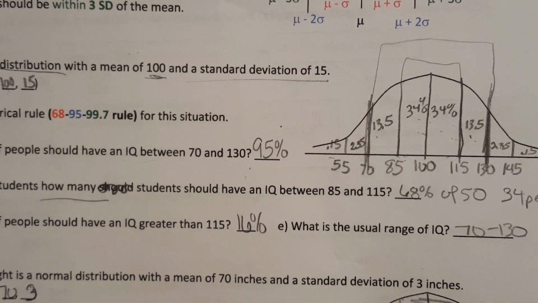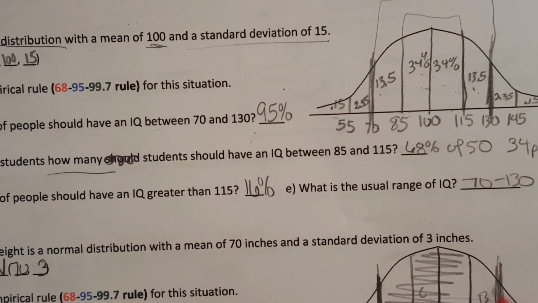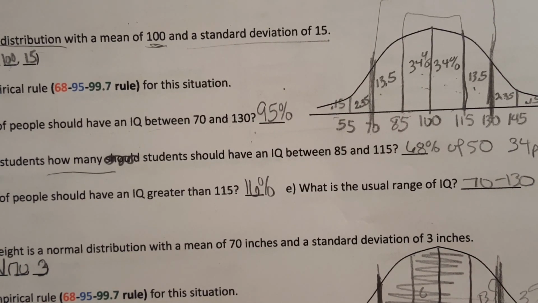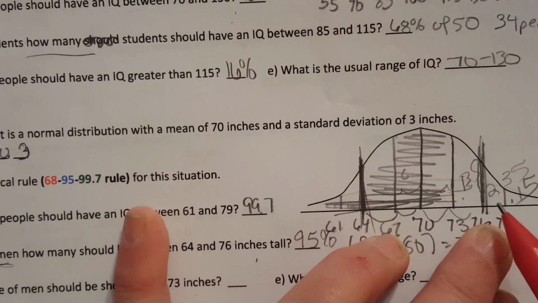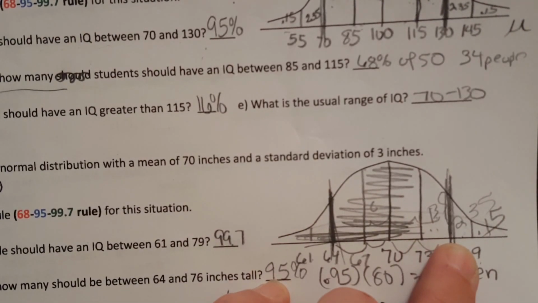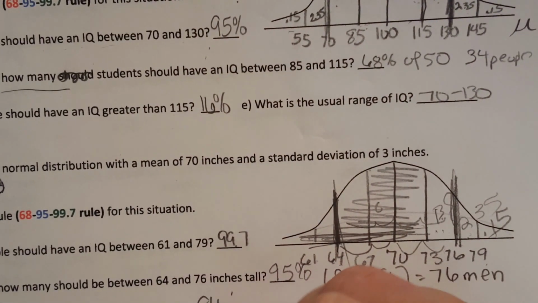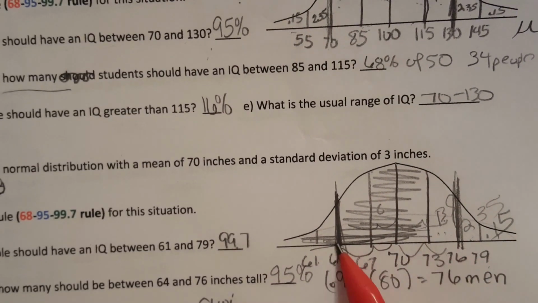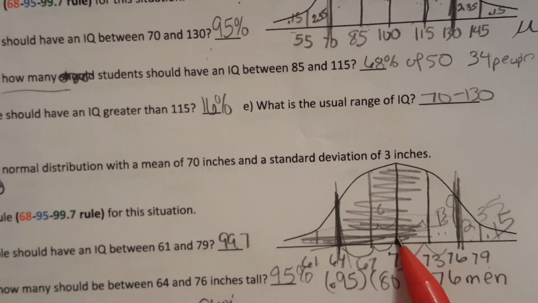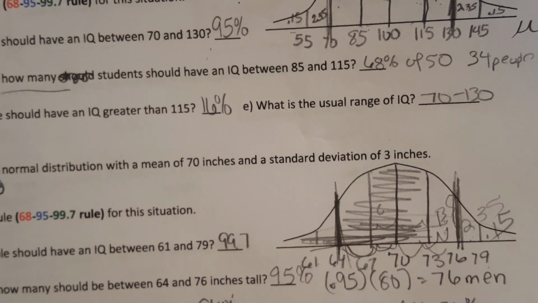But my paper says 84%. So let me do that again. So that would be, this one's 13.5, this one's 2.35, and this one's 0.15. So if I take 100 and subtract 13.5 minus 2.35 minus 0.15, there's 84%. 84% of men should be shorter than 73 inches. What is the usual range? The usual range was within 2 standard deviations, and that would be 64 to 76.